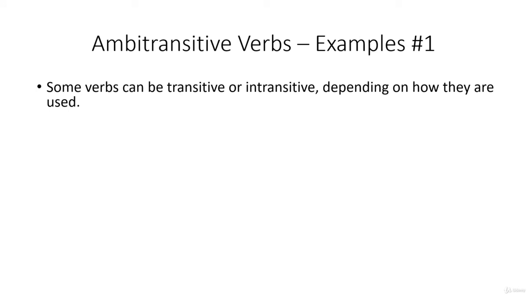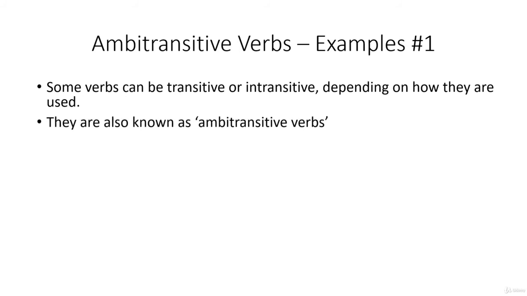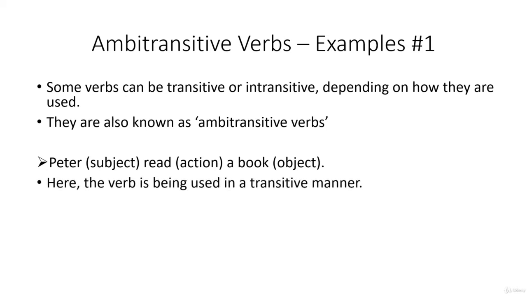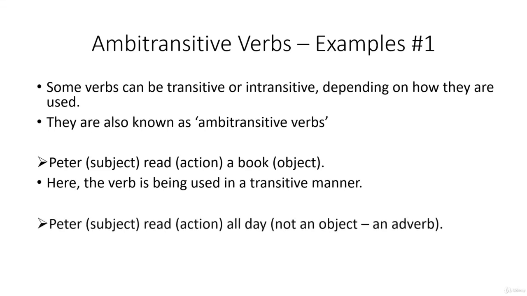So some verbs, depending on how we use them, can be seen to be transitive or intransitive. And these are sometimes called ambitransitive verbs. So Peter read a book. That's transitive because it has an object. But Peter read all day is intransitive because all day is not an object, it's an adverb. So here the verb is intransitive.